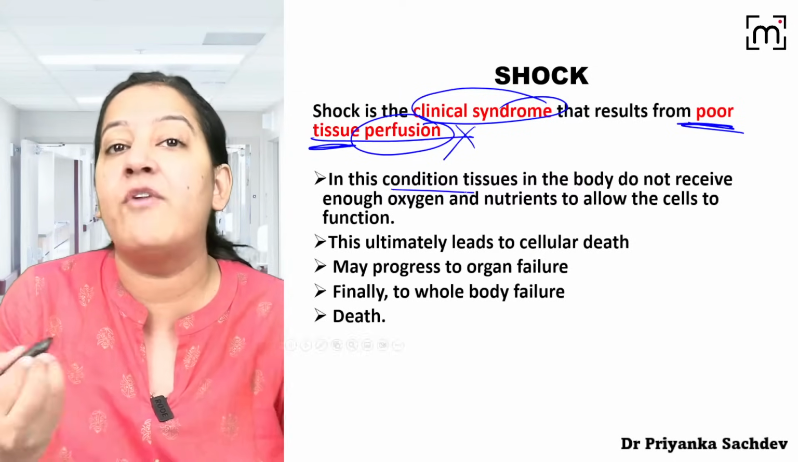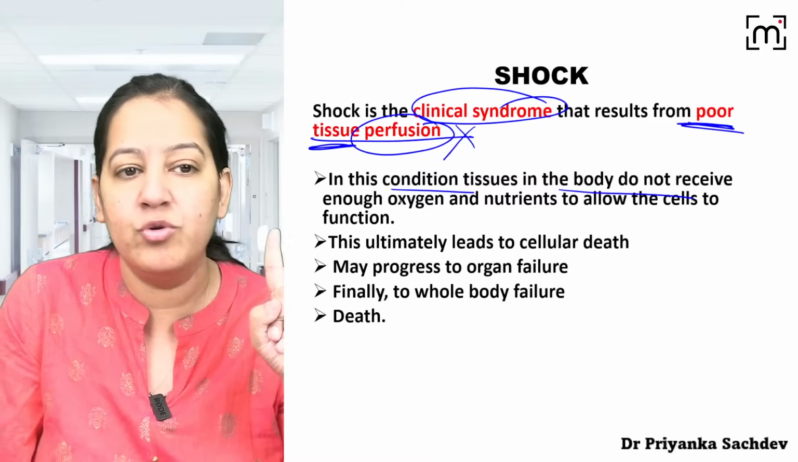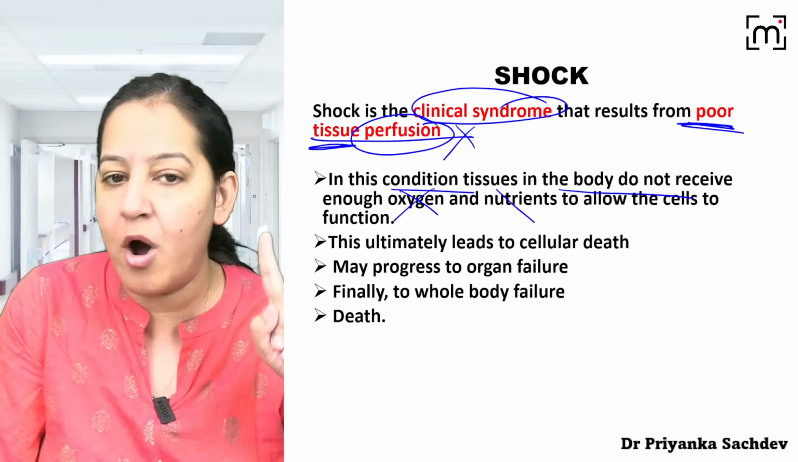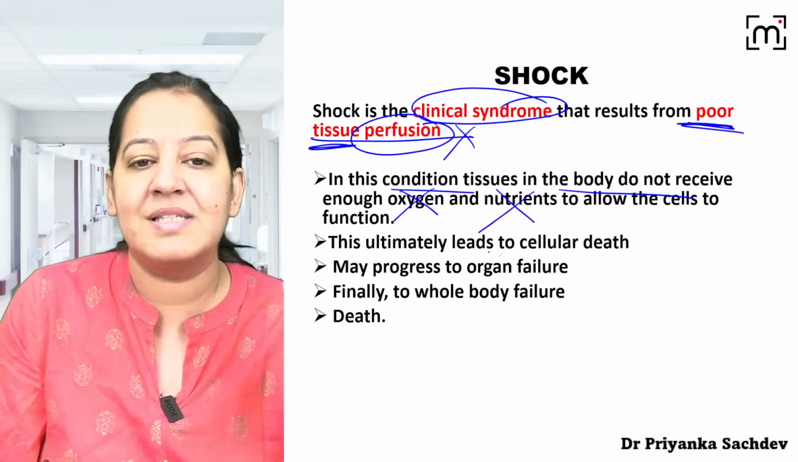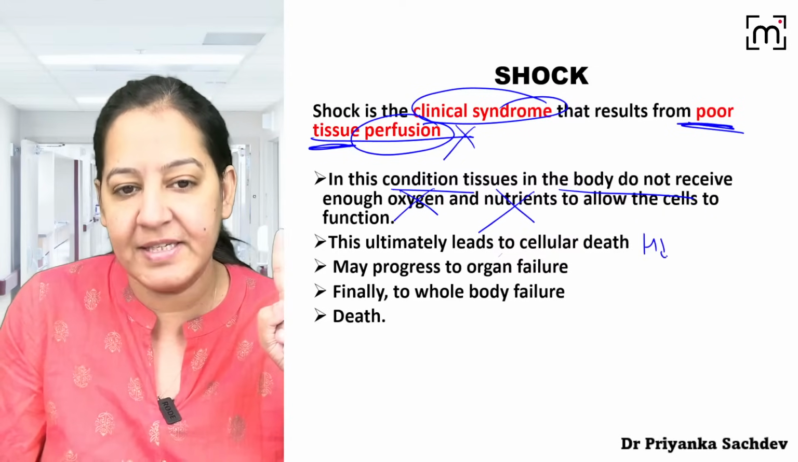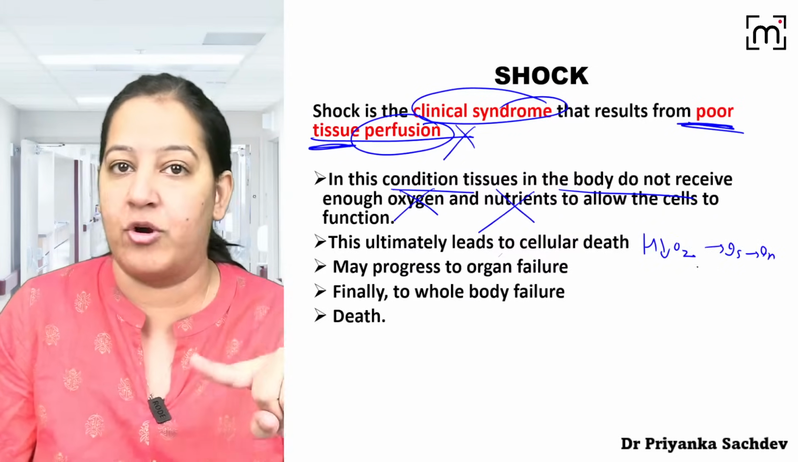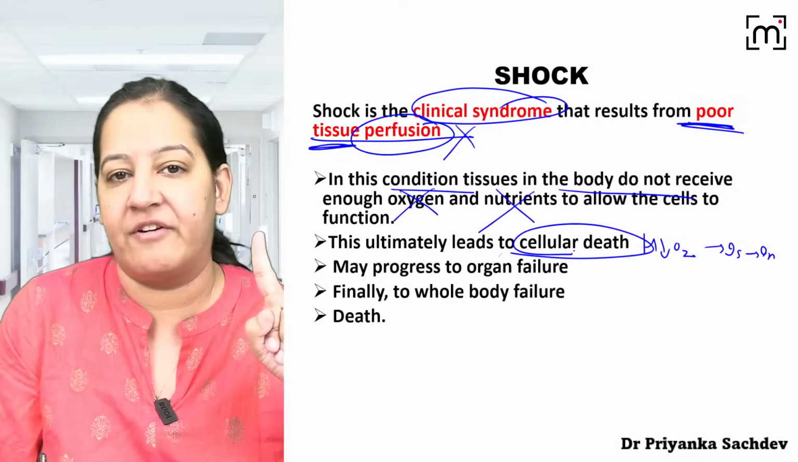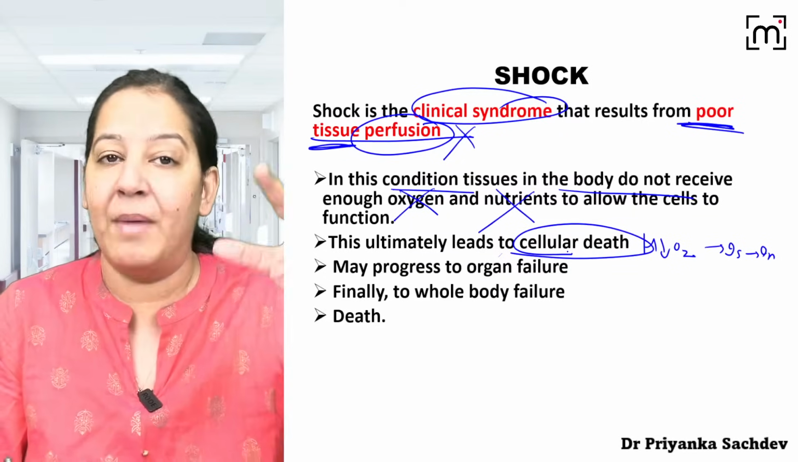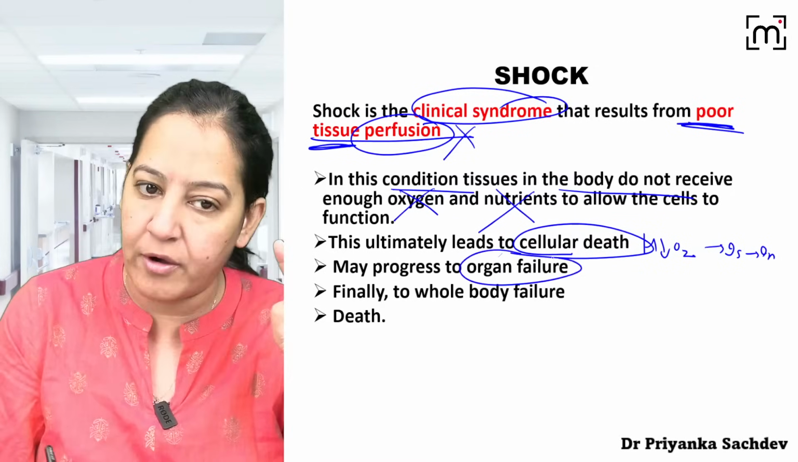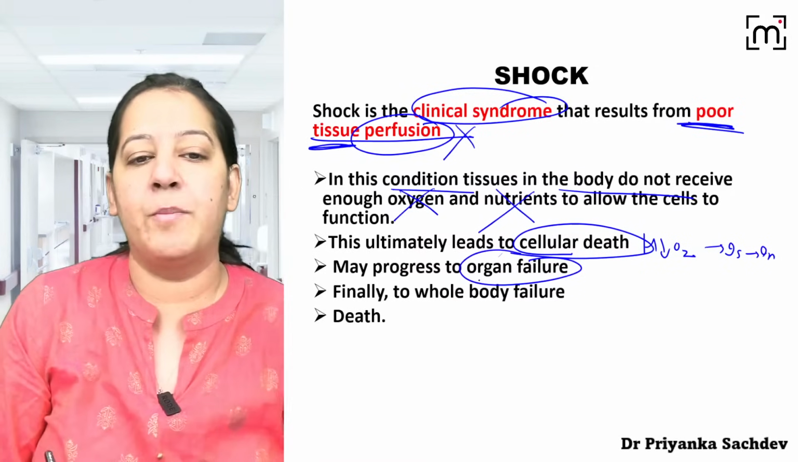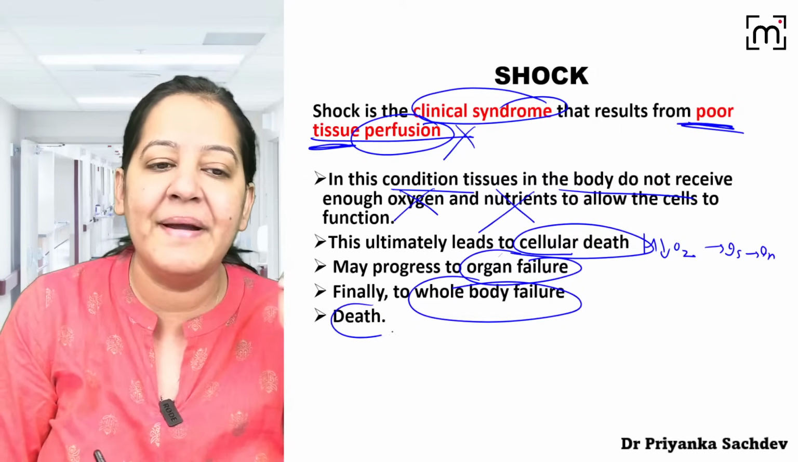So in this condition, what will happen? The body does not receive enough oxygen, no nutrients. So the cell will have hypoxia. First, the cell will have hypoxia, then ischemia, then infarction, then necrosis. It leads to cell failure. First, one cell will die. Then multiple cells of that organ will die, so organ failure. Multiple organs of the body, finally whole body failure, ultimately leads to death.